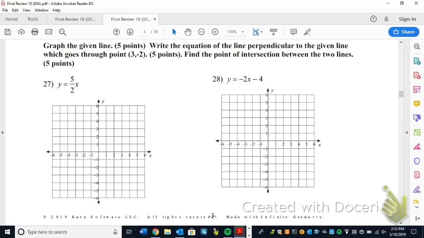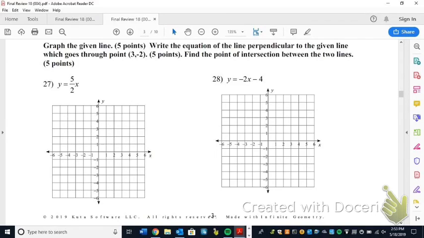I'm going to show you how to do the whole thing, but on the final, I took off that last 5 points of finding the intersection. Not that it's something you guys shouldn't know how to do, it's just something a lot of you guys don't know how to do. And I don't want to penalize you guys for that.